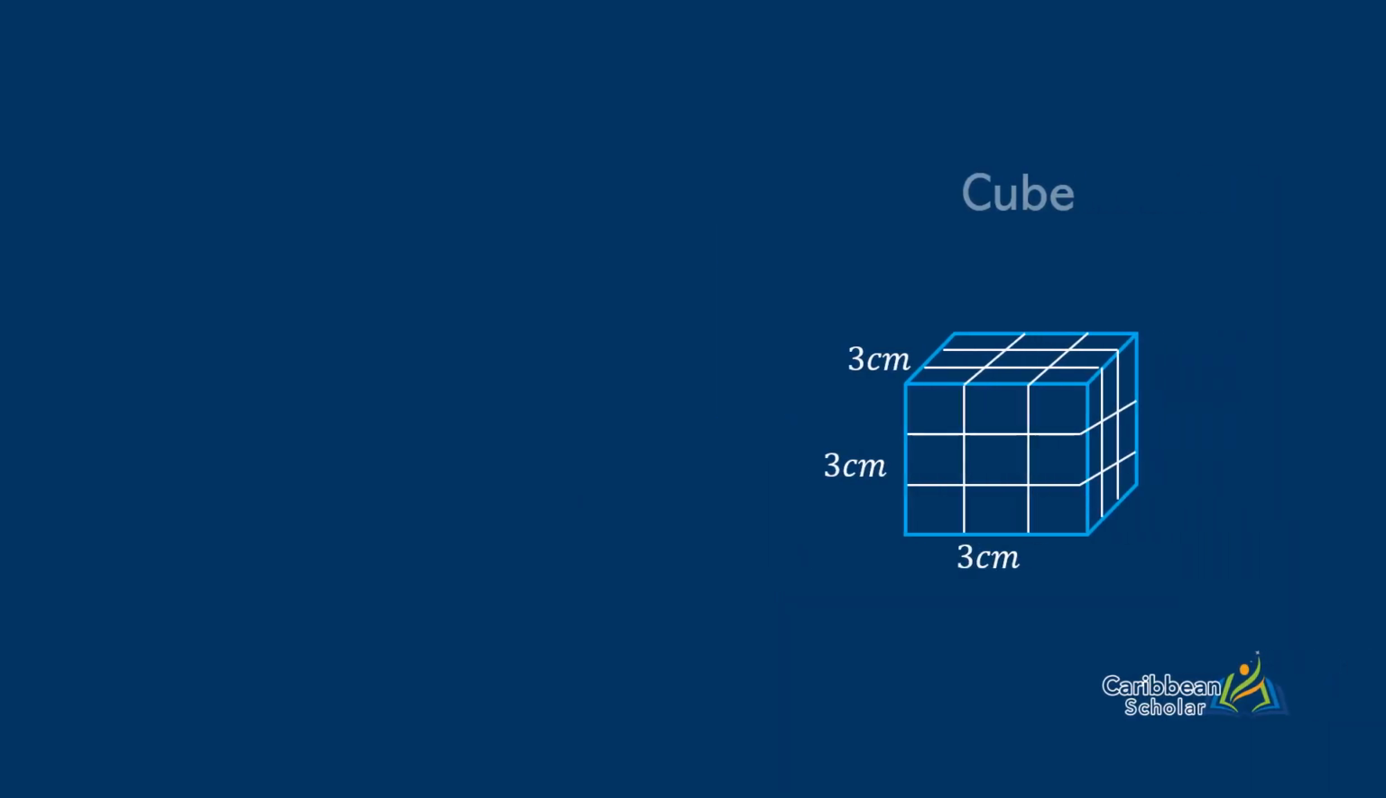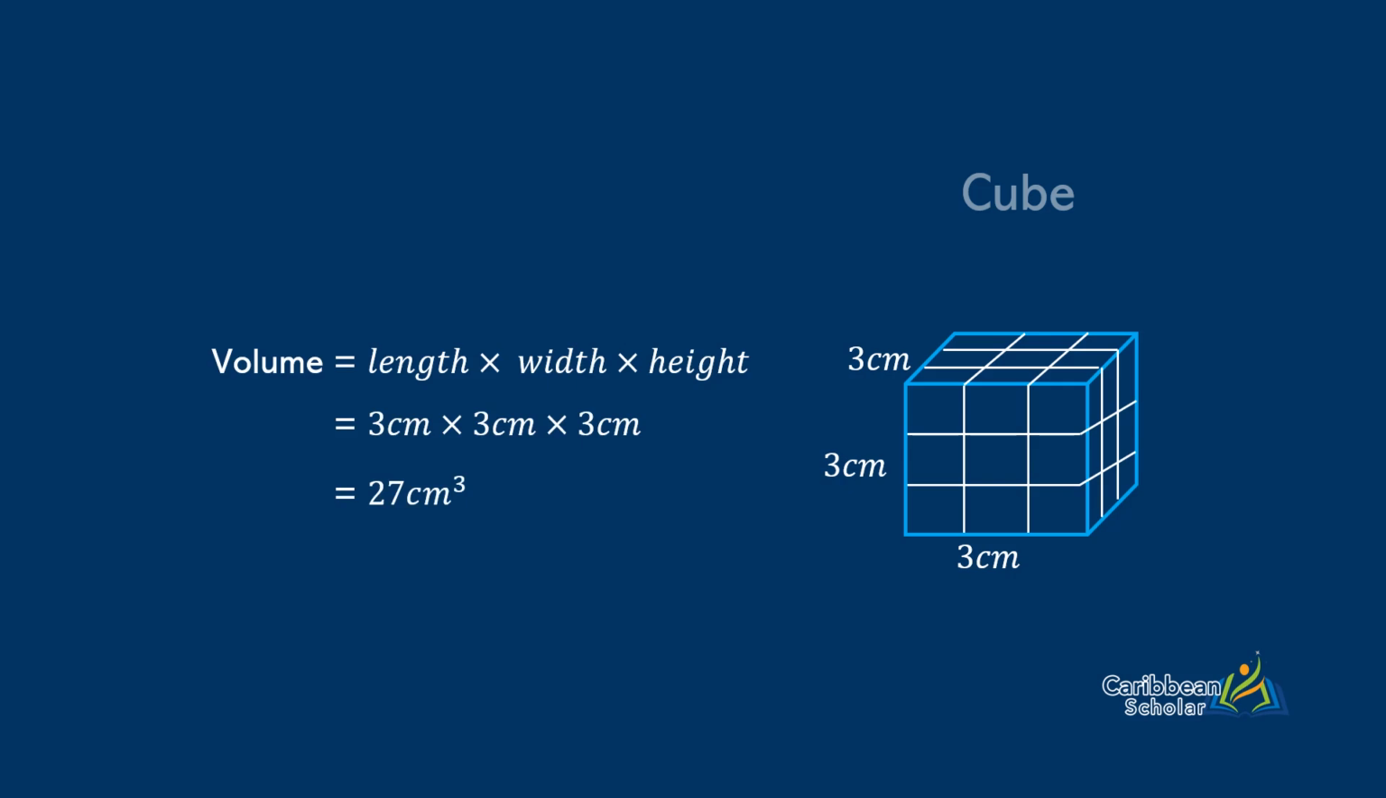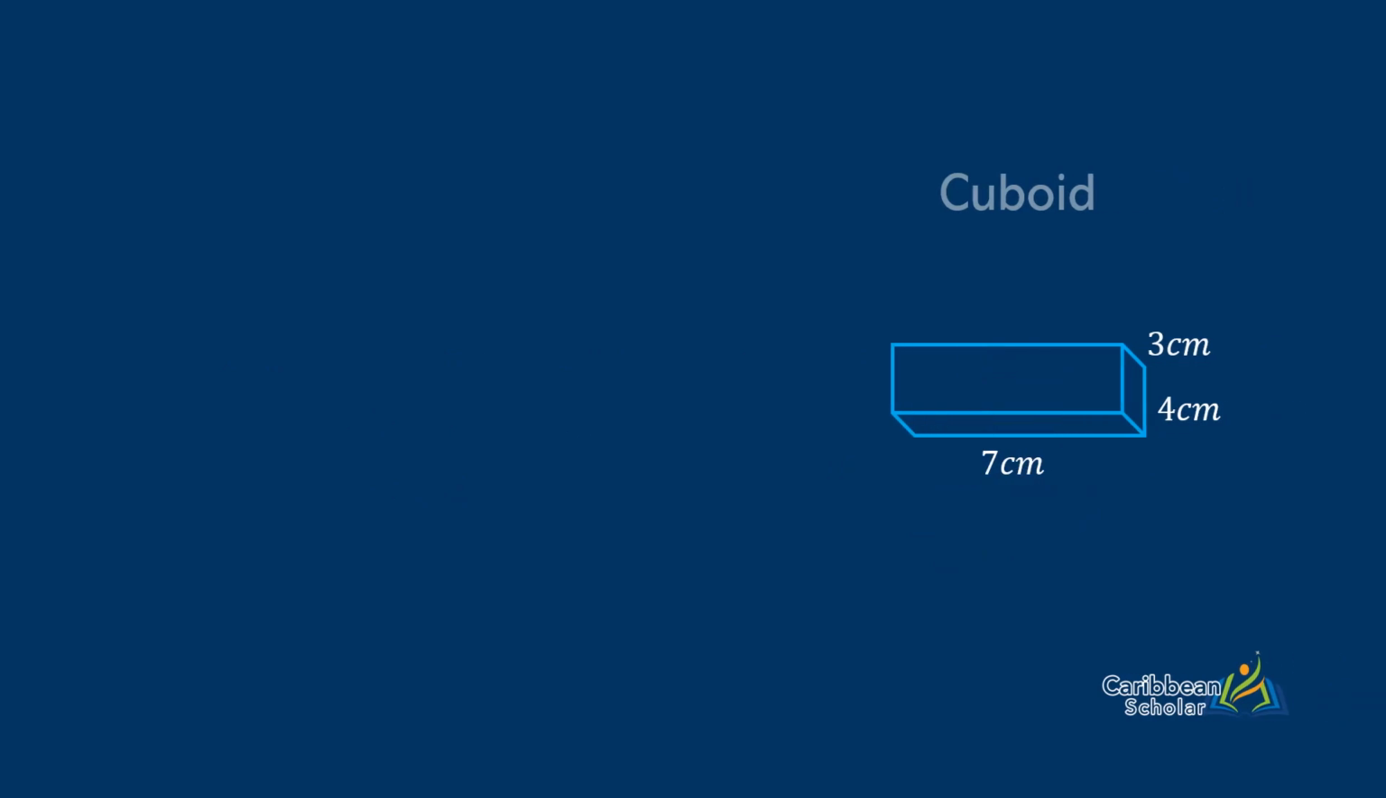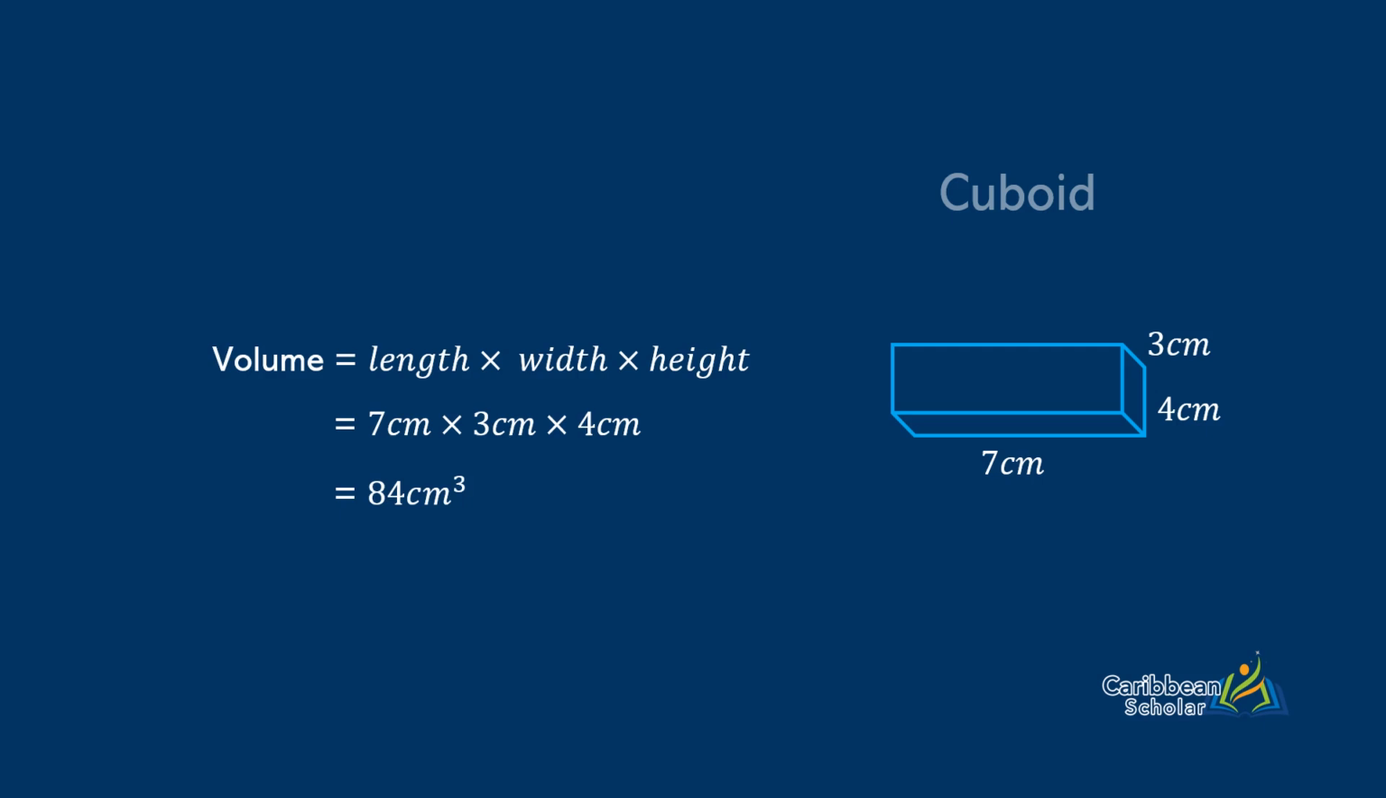So first we have the volume of a cube, and it is the same cube that we had from before, but to find the volume this time, we will be using the formula of length by width by height. So this is 3 by 3 by 3, and we get the same answer of 27 centimeters cubed. Next we move on to the cuboid. The volume is once again length by width by height. So we have 7 by 3 by 4, and this gives us 84 centimeters cubed.